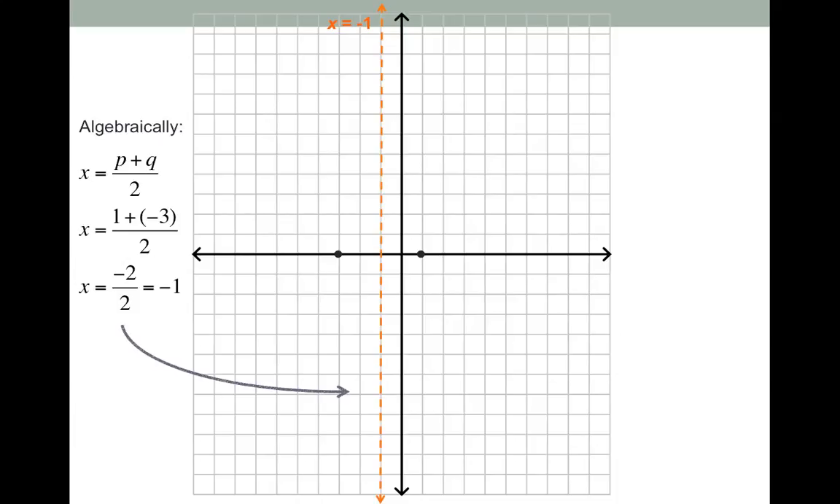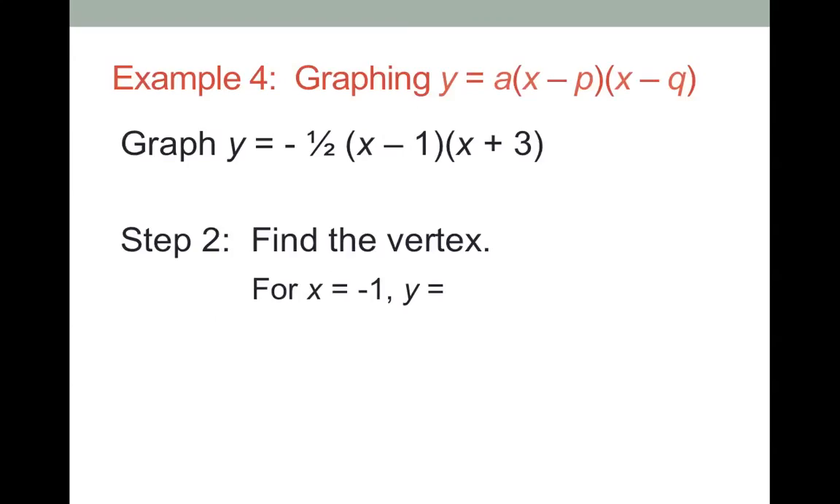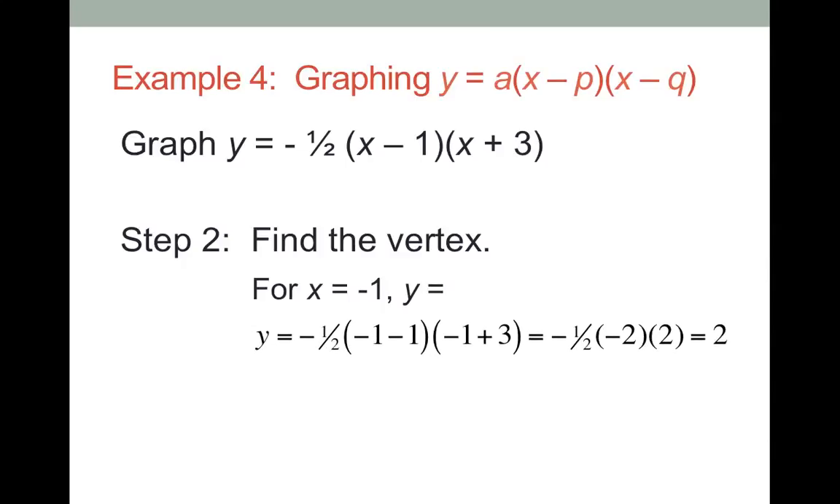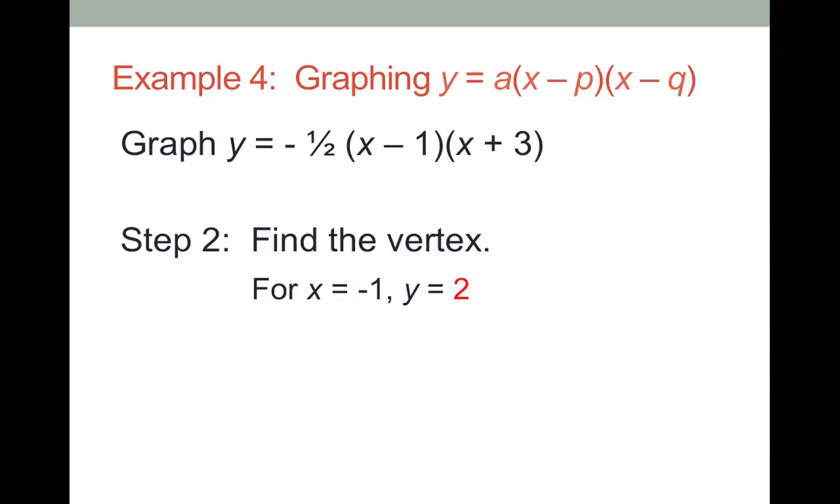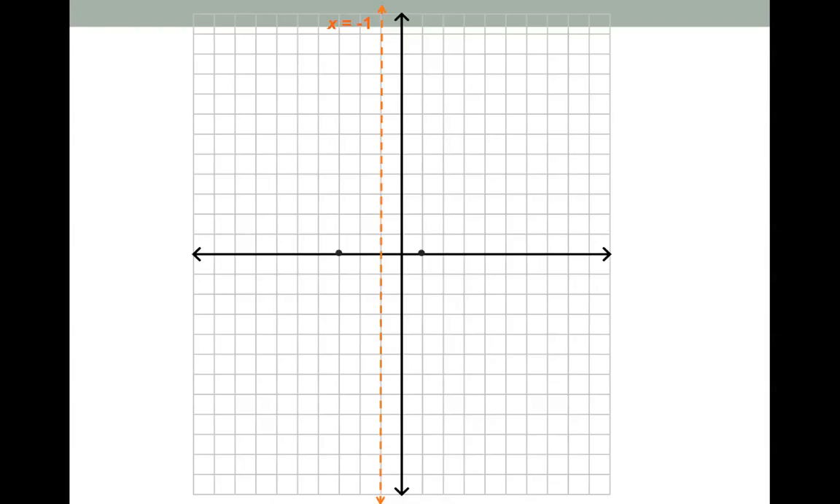Okay? So now, if this is our axis of symmetry, we can then find the vertex because we now know x has to equal -1. So we substitute -1 in for the x's, and we get a y of 2. So the vertex is going to be at -1, 2. So now we can draw that in.